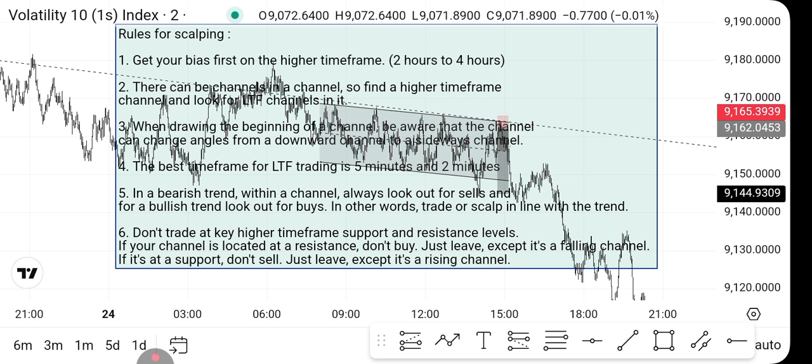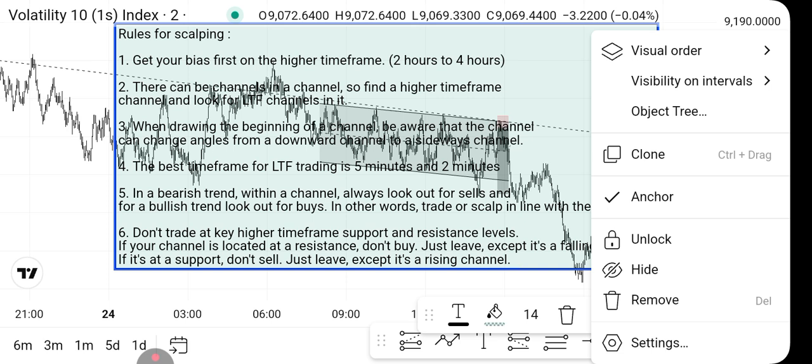Don't trade at key higher time frame support and resistance levels. If your channel is located at a resistance like what we have now, don't buy. It's the same thing we've been saying. Just leave, except it's a rising channel. That's what's supposed to be there. If you have a rising channel in a downtrend, you can trade the buys. Right now, if it's at the support, don't sell, just leave, except it's a falling channel. That's what's supposed to be there.